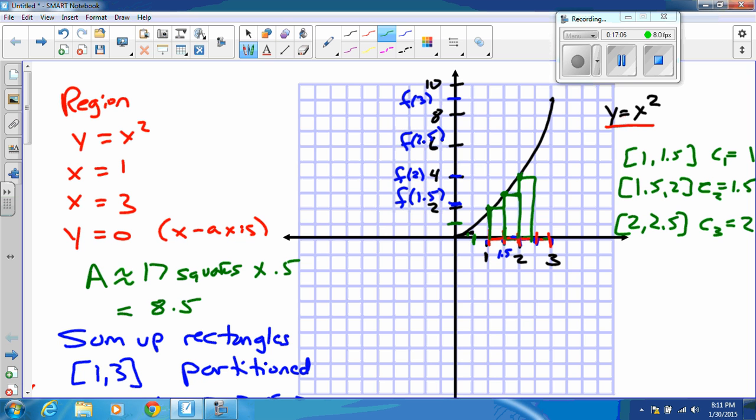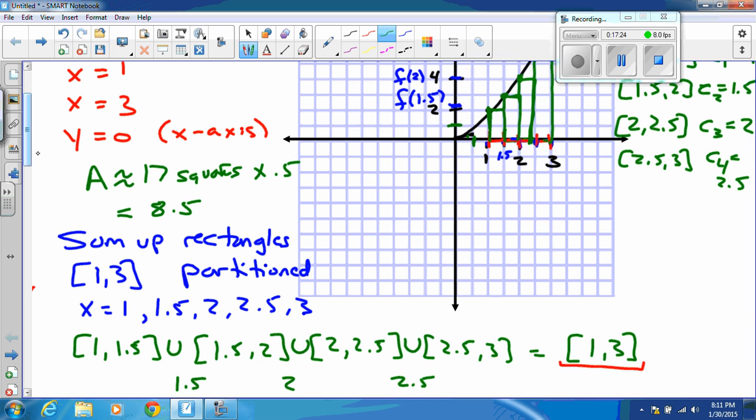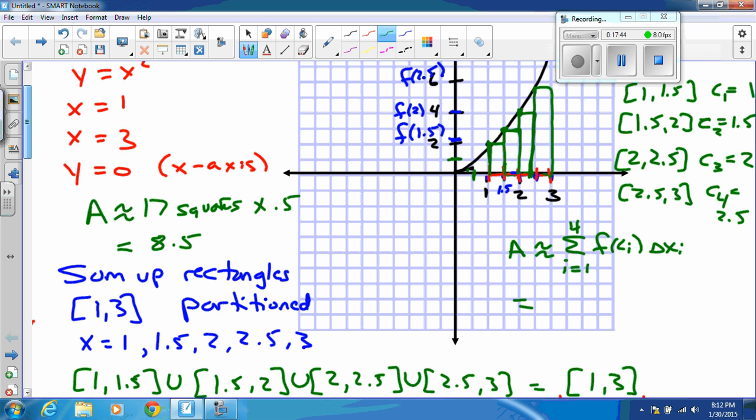From 2 to 2.5, I'm going to choose c equals 2. That gives me a rectangle like so. And then from 2.5 to 3, I'm going to choose c equals 2.5. And that would be c4. So now my area estimate has the same form as the previous one. Area is approximately equal to the sum from i equals 1 to 4 of f of c sub i times delta x sub i.